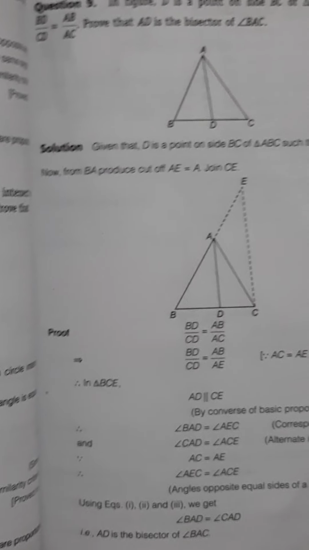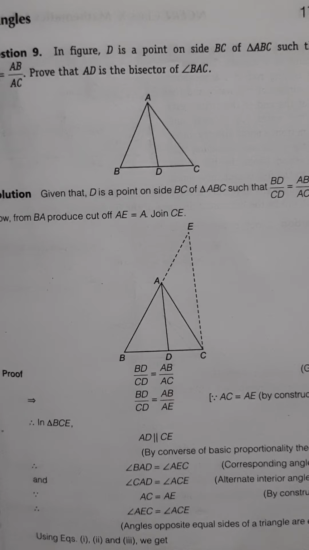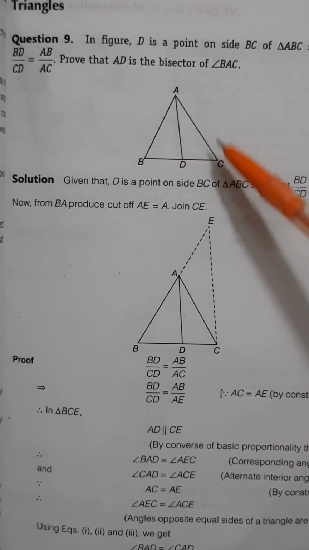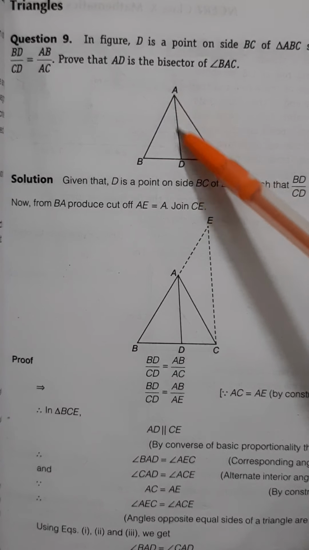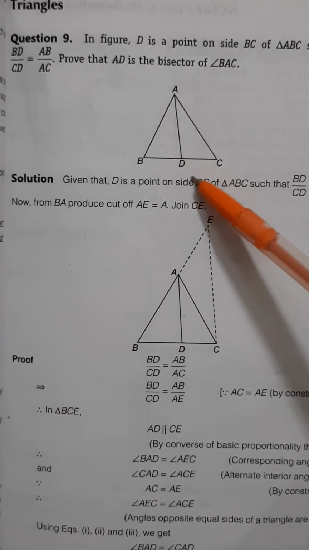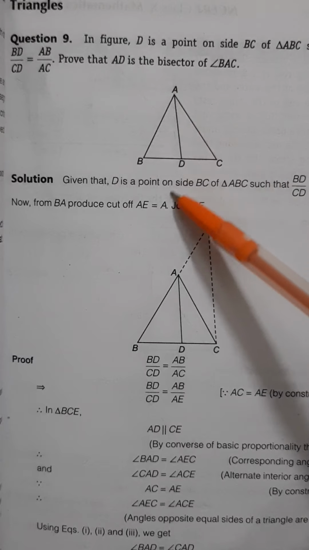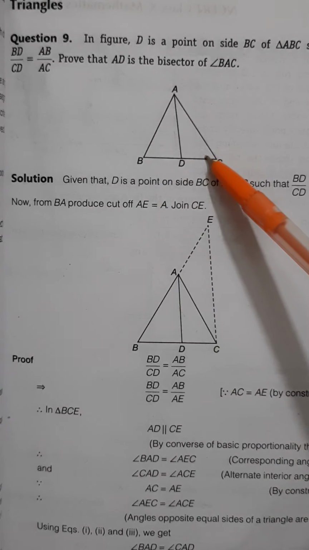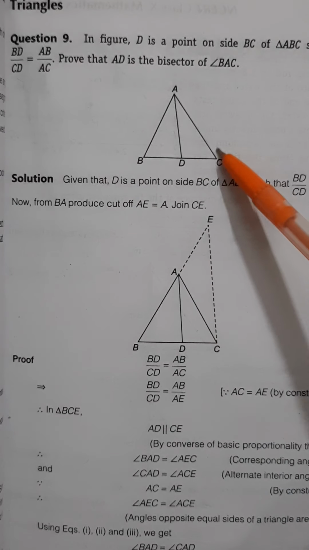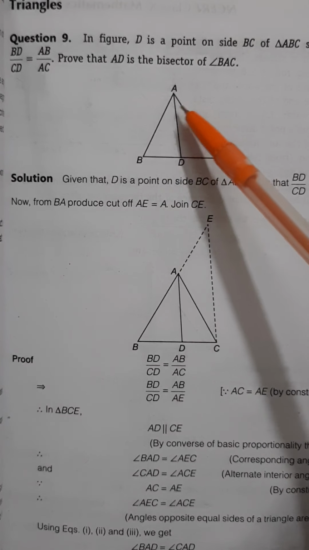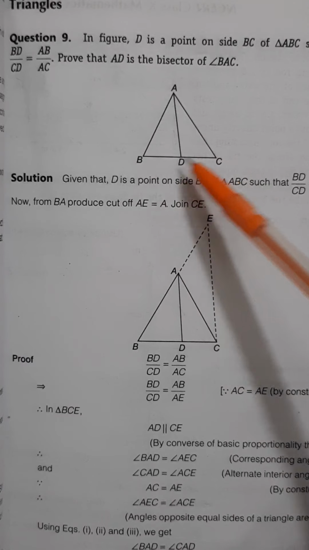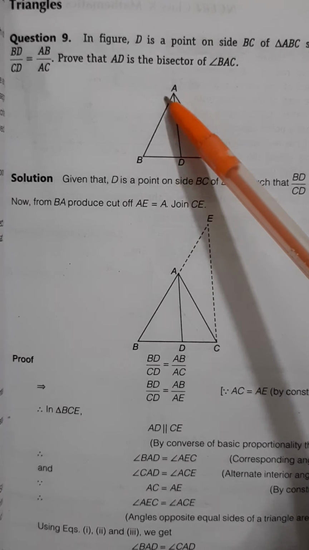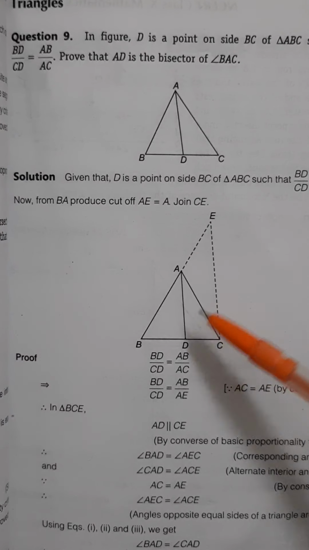Then question number 9, this is the converse of question number 1 which we did. So here this is the triangle, and now we have to prove that AD is the bisector. In the first question it was already given that AD is the bisector. Here we have to prove that AD is the bisector, and it is already given to you that AB by AC is equal to BD by CD. In the first question we had to prove that AB by AC is equal to BD by CD. Now it is the reverse. So the construction is the same as we did earlier.